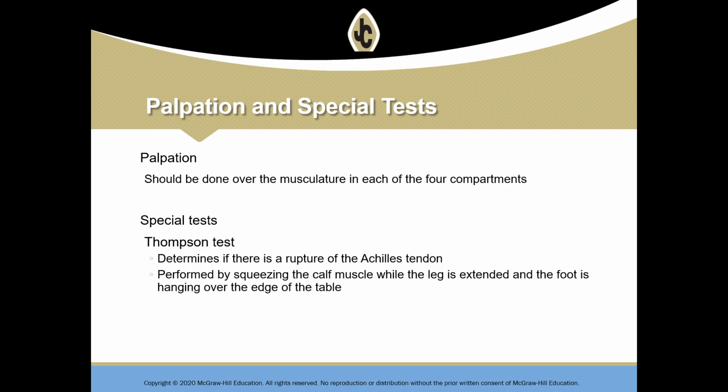Special test, the Thompson test. It's a pretty simple one. It determines if there's an Achilles tendon rupture. You're just going to squeeze the calf muscle, and you're just looking for the foot to extend. So you can kind of try that on yourself. Just pick your foot up off the ground, grab your calf and squeeze it, and if everything's normal, your foot should kind of point down to the ground, which is plantar flexion, which we've learned before.